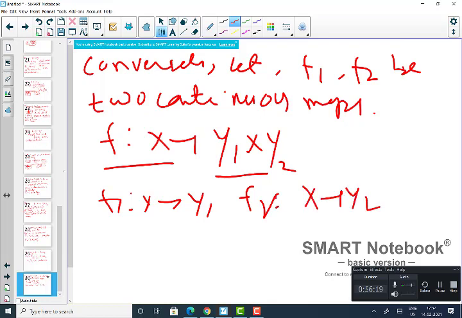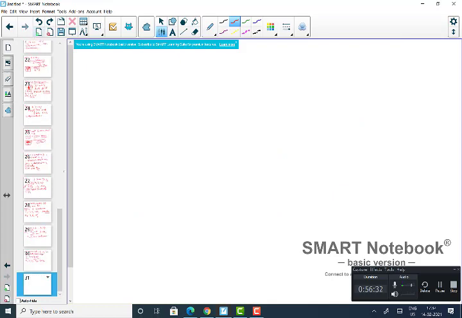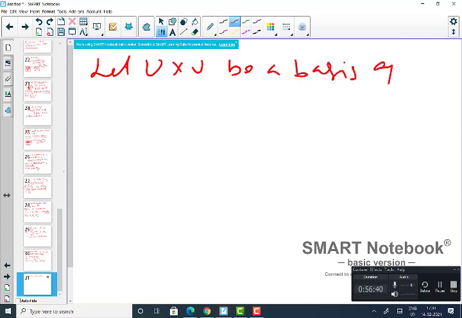Now we know that to prove something is a continuous map, it is enough to check on the basis. You remember, last talk we discussed that. So choose a basis element. Let u cross v be a basis element of this y1 cross y2. Okay, so this is under the product topology. When I'm talking about the product space, it's always the product topology, unless I tell you it is the box topology or the uniform topology. Uniform topology I did not define yet, but later I will define it. So unless I say otherwise, it is always the product topology.